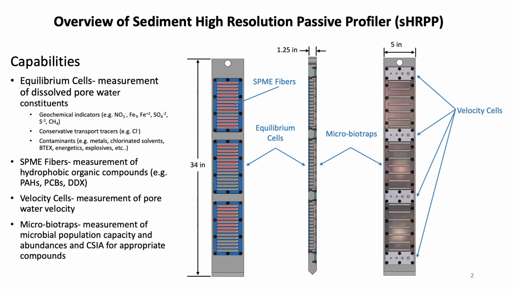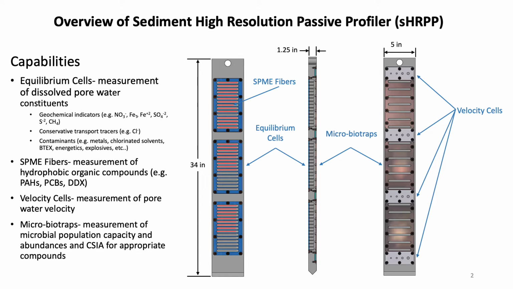The beads can also be used to accumulate certain contaminants or compounds, and if appropriate, those beads can also be sent in order to look at the compound-specific isotope composition of the compounds in order to evaluate degradation. And that will also be explained in more detail in the following slides.